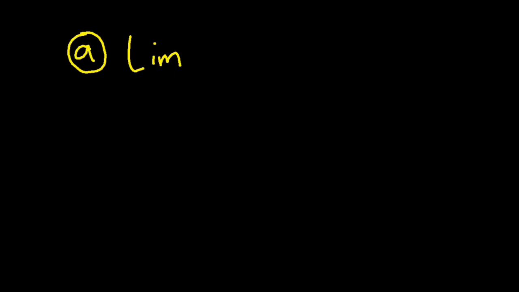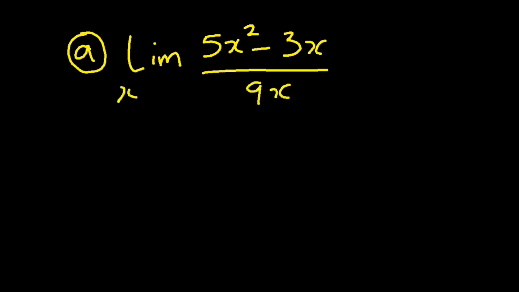Example A, we have the limit of 5x raised to power 2 minus 3x over 9x when x tends to 0. If we look at this closely, we notice that the denominator cannot be substituted directly with 0 because the denominator will be equal to 0, which is undefined, and there won't be any value for the limit. So this can be solved by factorizing x out of the numerator.